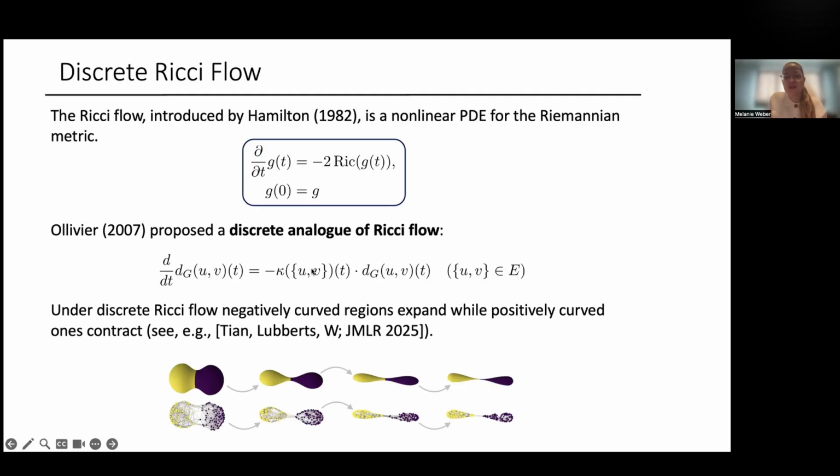But nevertheless, this discrete flow has been studied quite extensively in the discrete geometry literature and has also found applications in graph machine learning. For instance, we had a paper last year that looked at how to use this idea of discrete flows for clustering on graphs for community detection. So it's nevertheless a well-studied tool.